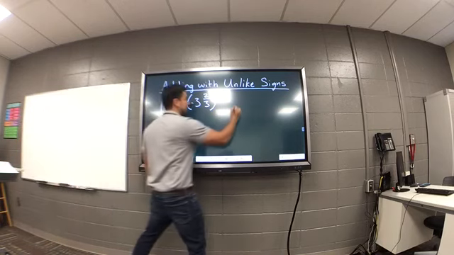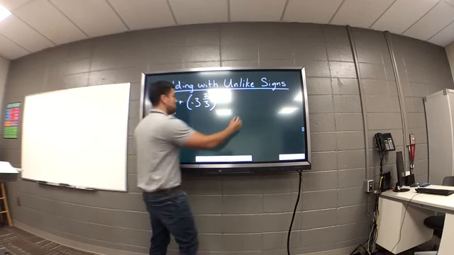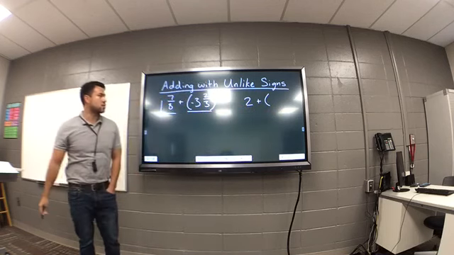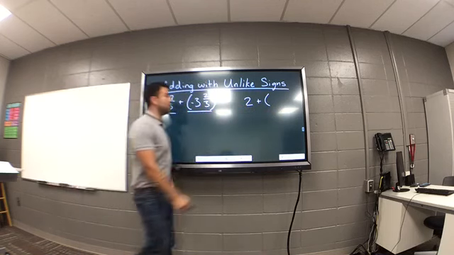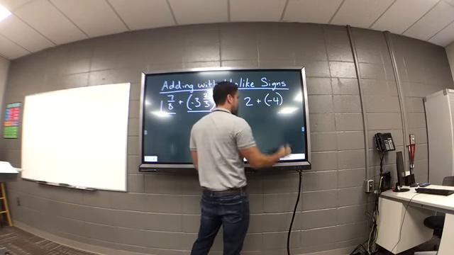So 1 7/8, what would that round to as an integer? 2. Negative 3 2/3 would round to about negative 4. What's 2 plus negative 4?